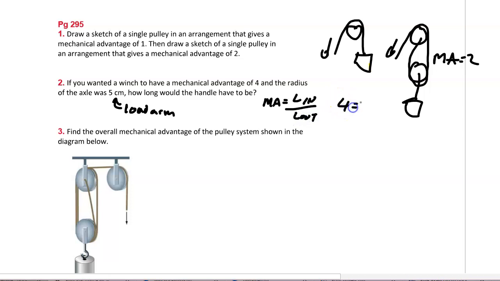So that's 4 is equal to L over 5. So in order to get L by itself, you're going to multiply both sides by 5. So 4 times 5 is equal to L, or L is equal to 20 centimeters.